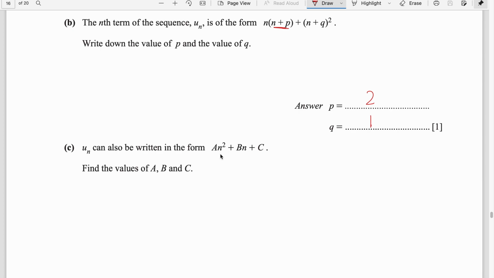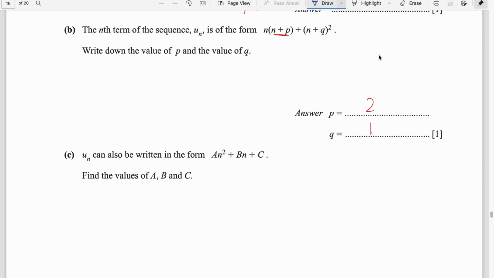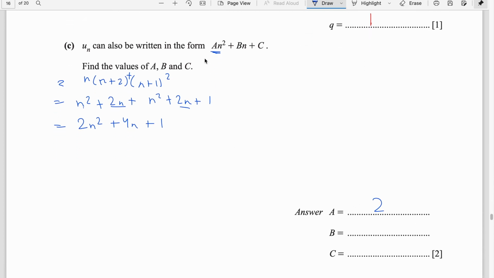un can also be written in the form an square plus bn plus c. Why not? So we'll just expand this and simplify. n plus 2 times n plus 1 whole squared. n times n is n square plus 2n. a square plus 2ab plus b square. n square and n square is 2n square. 2n and 2n is 4n, plus 1. So by comparison, the coefficient of n square is a, which is 2. The coefficient of n is b, which is 4. And the last constant, that is 1.